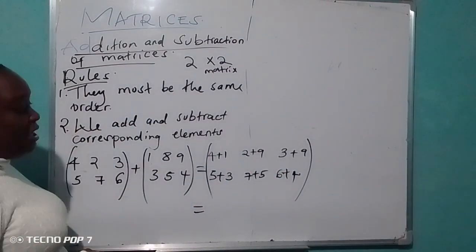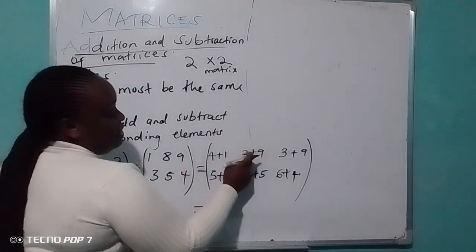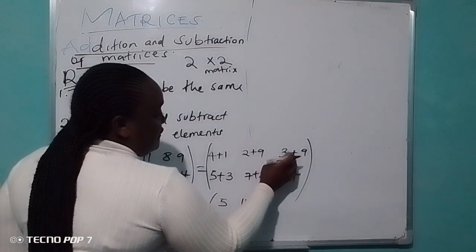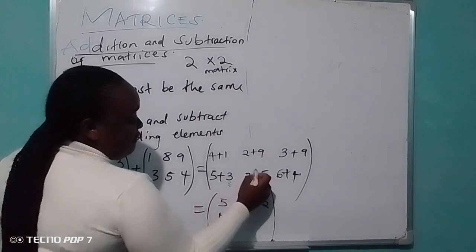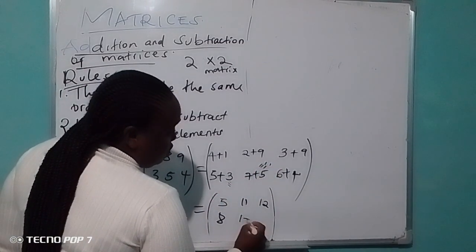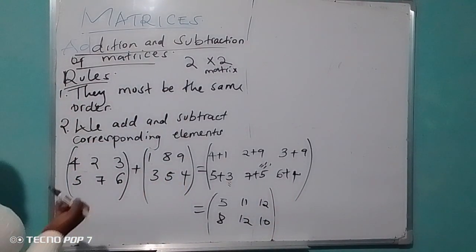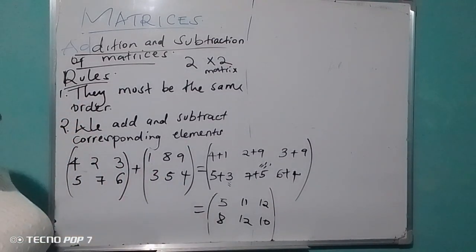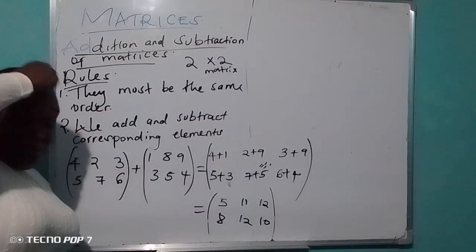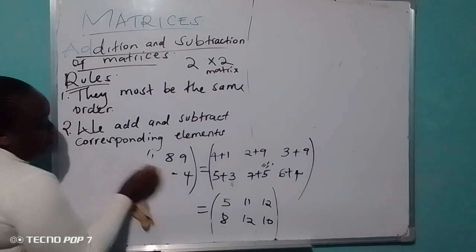So your answer will be 4 plus 1 is 5, 2 plus 9 is 11, 3 plus 9 is 12, 5 plus 3 is 8, 7 plus 5 is 12, 6 plus 4 is 10. So when we add this matrix plus this matrix, we find our answer as that. But in this case, we were saying we wanted to do a 2 by 2 matrix. So let us now try a real example of a 2 by 2.